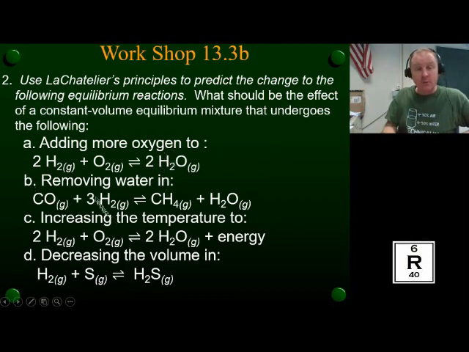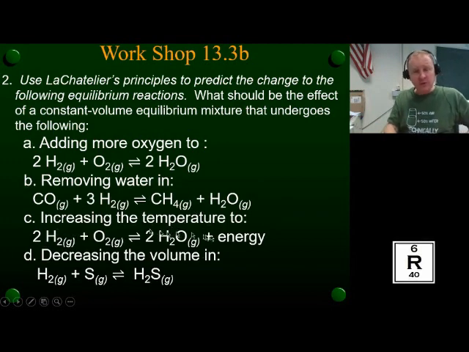B, removing water in this reaction. You should word it this way: removing product, because water could be anything depending on the reaction, so we have to specify whether water is a reactant or product. Removing product will cause the forward reaction to occur. As you remove the product, to balance the K, it's going to have to replace it, make more of it. So removing the product will make the forward reaction speed up. It will shift to the right, and more product will be formed.